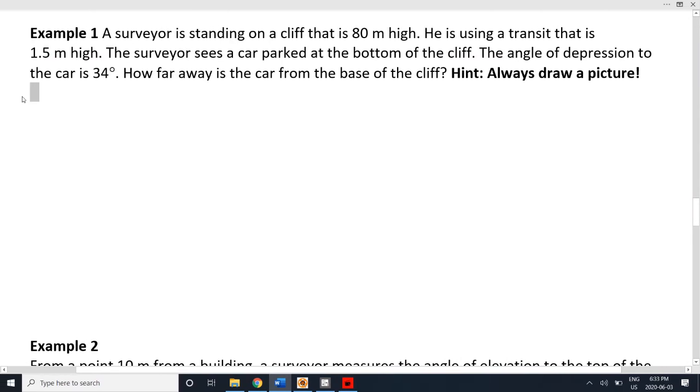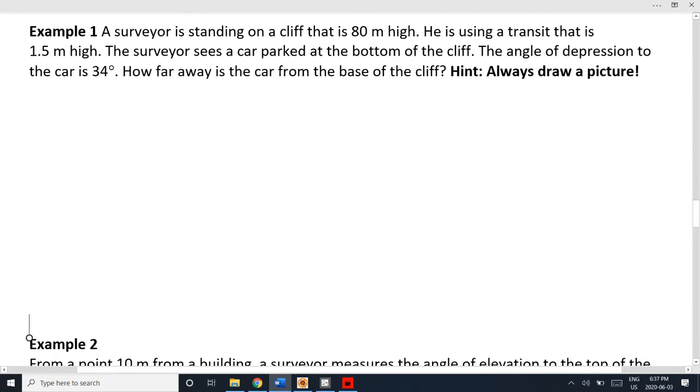Example 1. A surveyor is standing on a cliff that is 80 meters high. He's using a transit that is 1.5 meters high. The surveyor sees a parked car at the bottom of the cliff. The angle of depression to the car is 34 degrees. How far away is the car from the base of the cliff? So a hint to these kinds of questions is always draw a picture. So let's first start by drawing our diagram here.